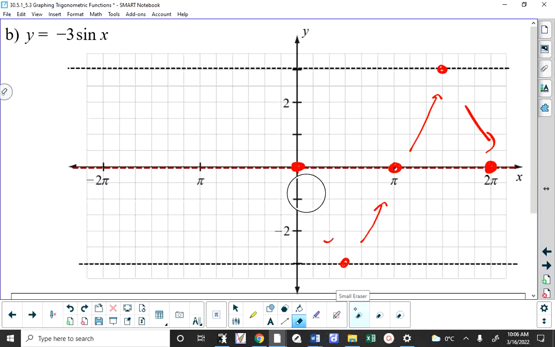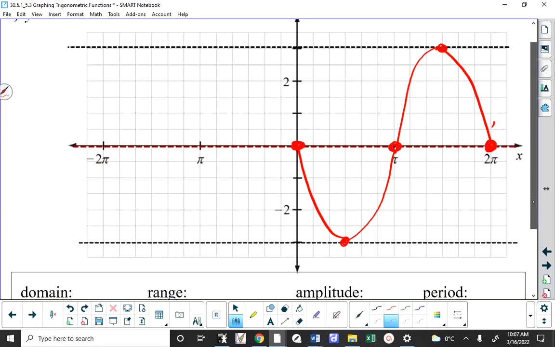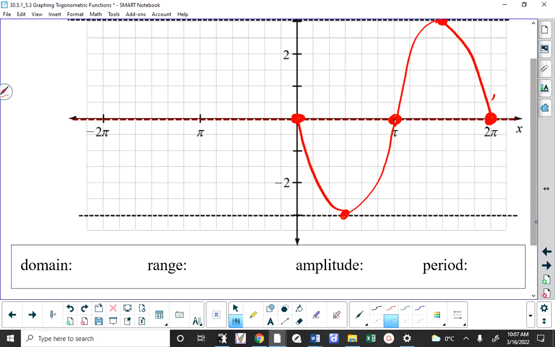So what does this look like? Goes down, up, up, down. We could put arrowheads on there, but I'm not interested in that at all. You should be able to now write out domain, range, max, and min. Domain: any real number. Range: -3 is less than or equal to y, less than or equal to 3. Amplitude 3, period 2 pi.